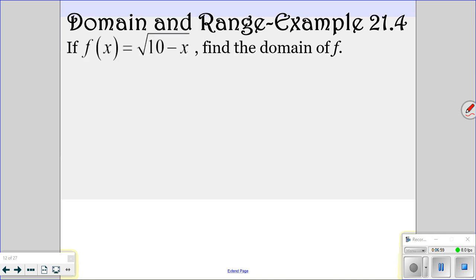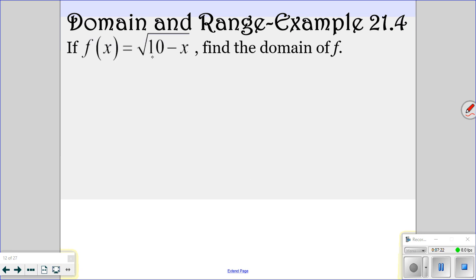So let's look here. We want to find the domain of f. So your domain is related to your x values. We want to know what x values can go into this function. Can we plug in 10? Can we plug in 20? Can we plug in negative 100? Can we plug in 0? What numbers can we plug in?